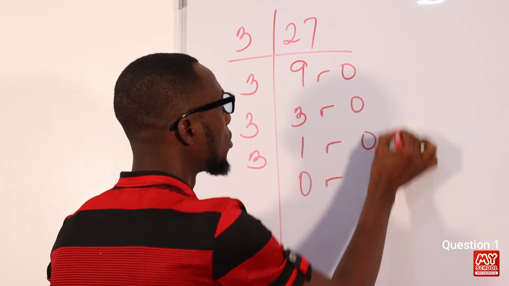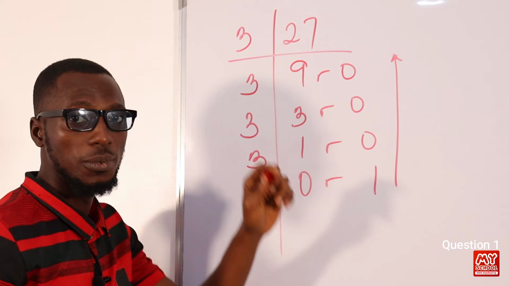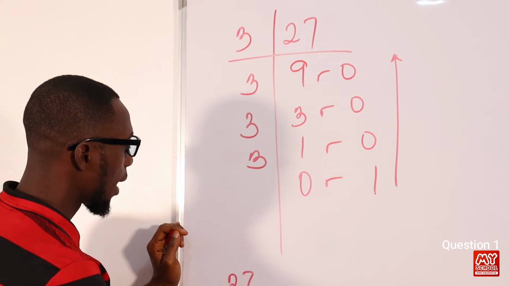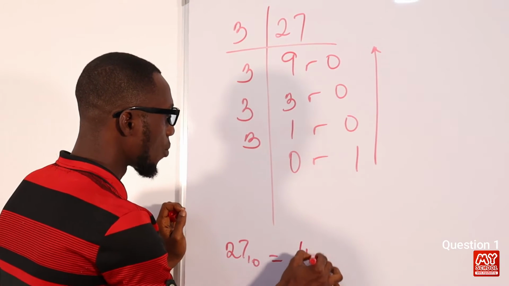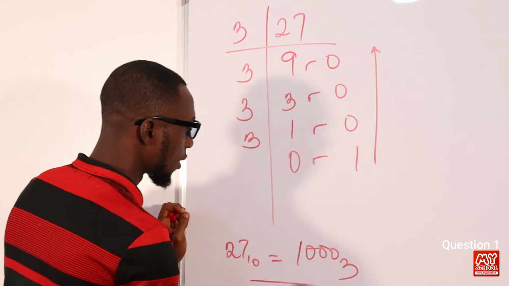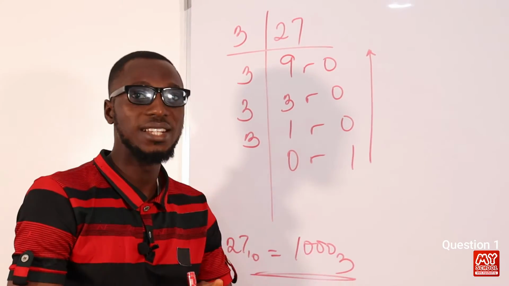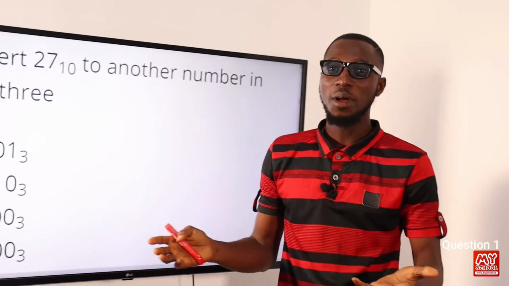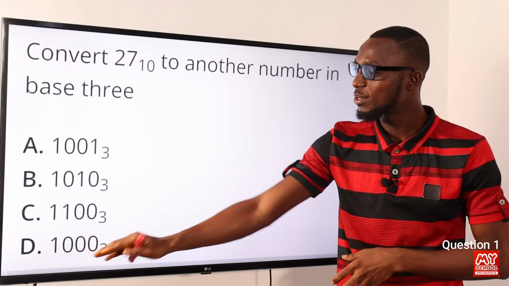So this is how we do the collection. We move from the least to the topmost, okay? So we can now say 27 in base 10 equals 1000 in base 3. So we just have to go back to the screen and see if we can find 1000 in base 3. So join me as we move back to the screen. Look through the options provided, and where do we find the value we just got? We find that in option D, so option D is the correct option.